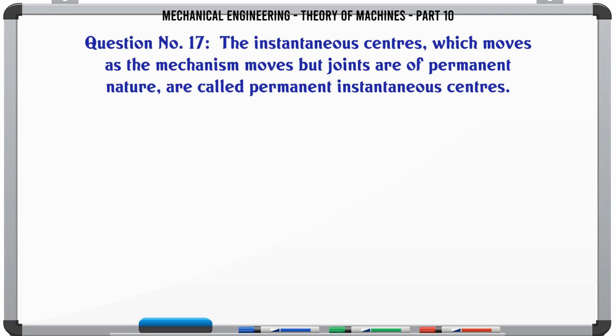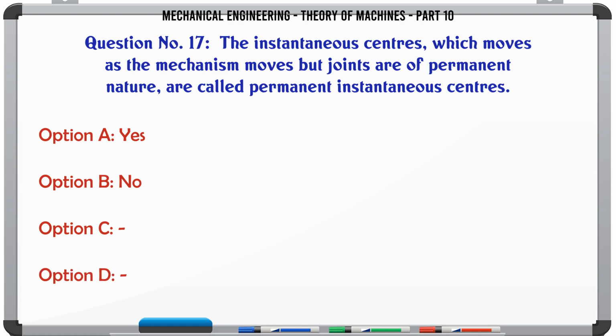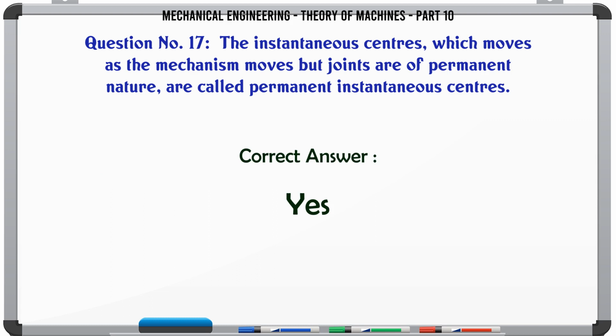The instantaneous centers which move as the mechanism moves but joints are of permanent nature are called permanent instantaneous centers. A. Yes. B. No. C. D. The correct answer is yes.